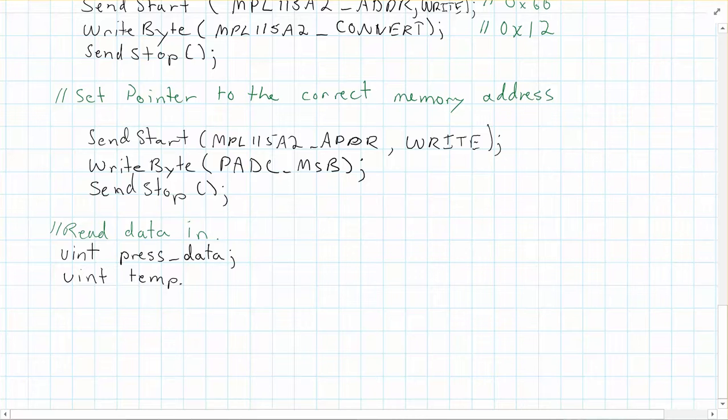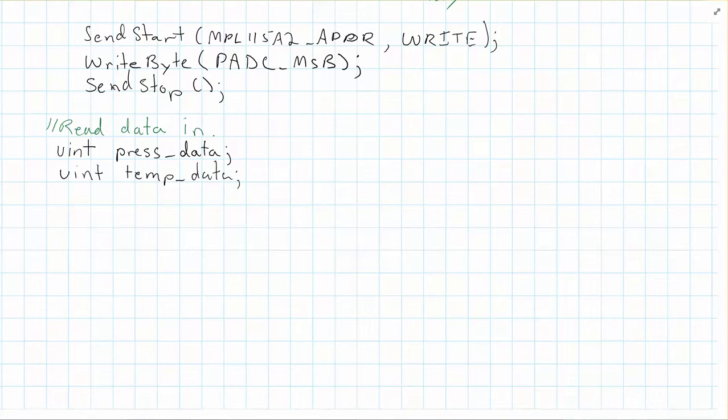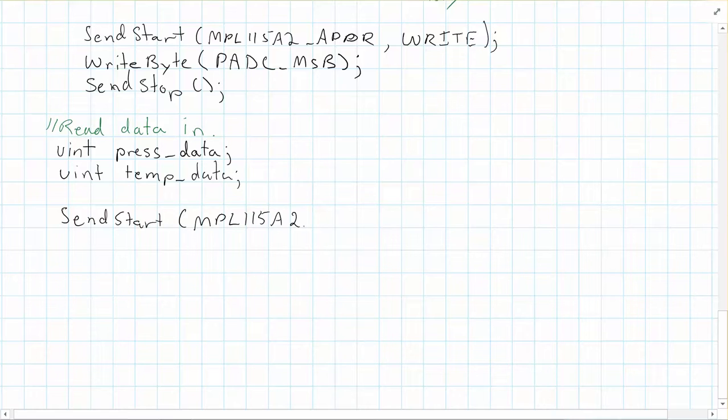Now you could have put these at the top of the function, and actually probably good coding practice would have had us do that, but since I'm writing it by hand, I'm not going to go up there and erase everything else like that. You could easily insert these at the top of this function. And now we're just going to do the same kind of reading that we did before. So we're going to do send start, MPL115A2 address. This time we're doing a read.